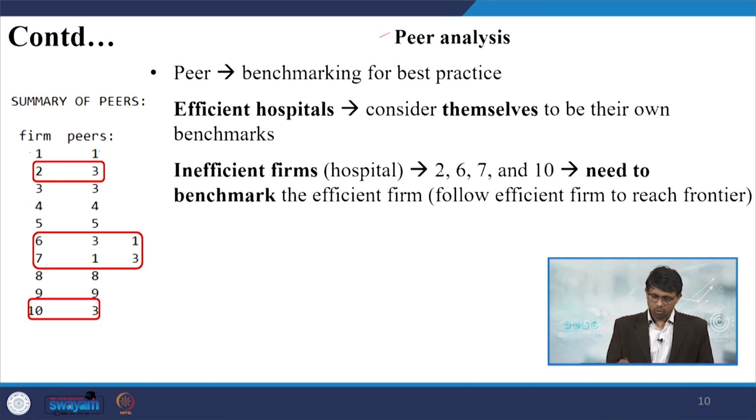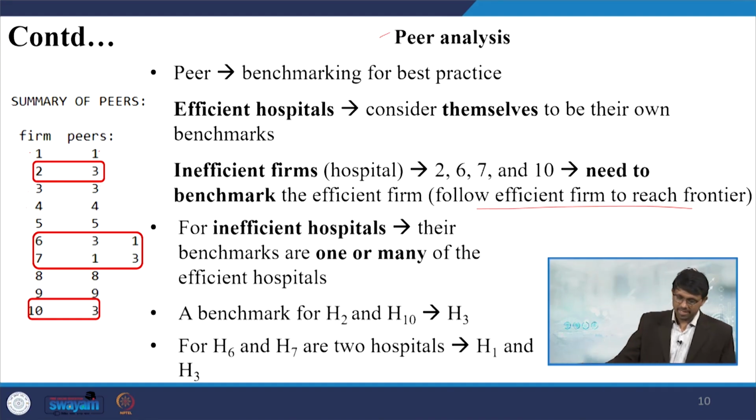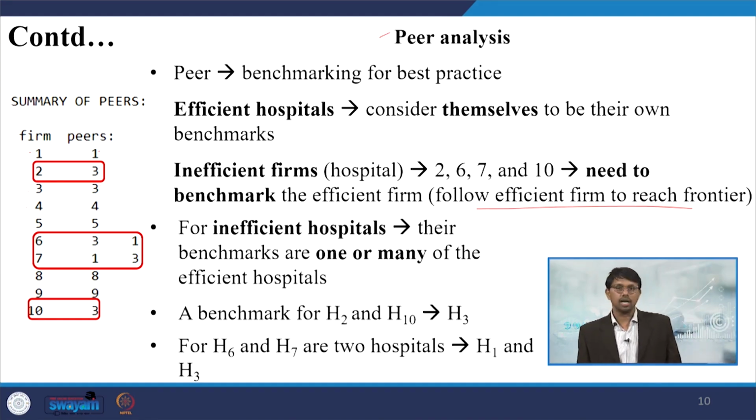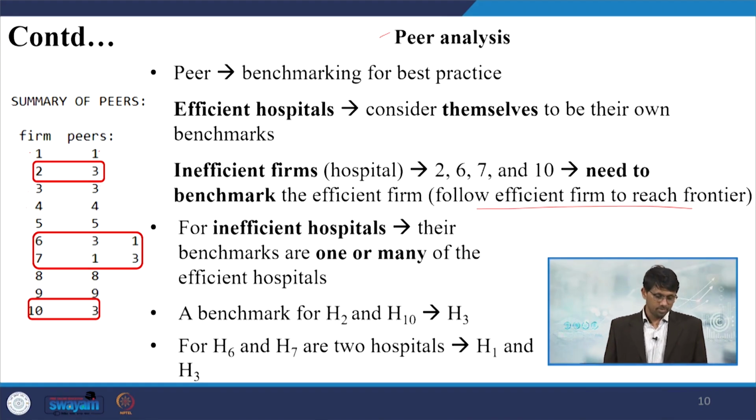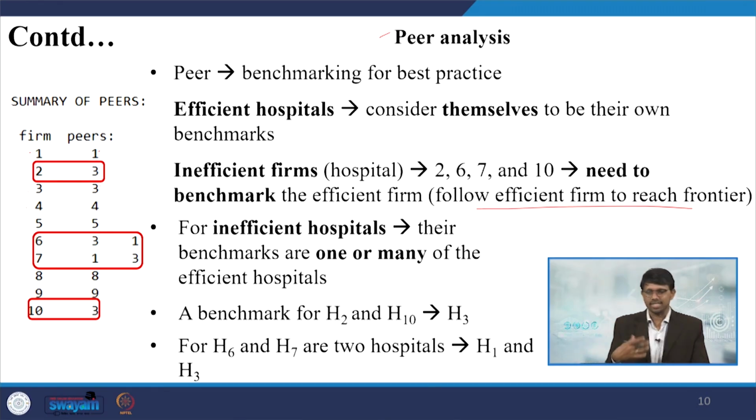Especially here, 2, 6, 7 and 10 need to benchmark the efficient firms, as I have already mentioned. For inefficient hospitals, their benchmarks are one or many. Especially in 6 and 7, you can see it is not just one firm; two firms together are competing. And yes, the weights are different. Of course, you need to compare the weights, to see whose weight is higher.